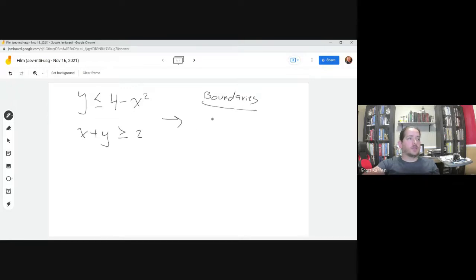Those boundaries are going to be if there's an equal there. So the boundaries are at y equals 4 minus x squared. And this one's going to be solid because of the inclusive inequality that we started with. And the other one is just going to be x plus y equals 2, which is also solid because of the inequality that we started with, right? So I should know what both of these look like.